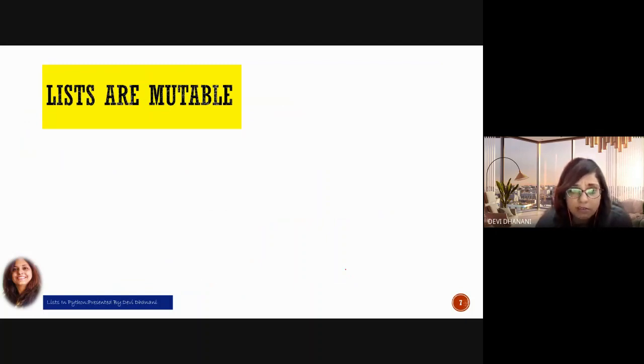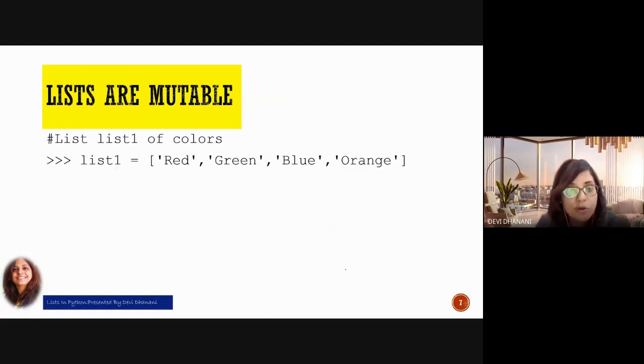Let's consider now the most important property of lists, that is lists are mutable. Now, what is meant by mutable? Mutable means you can change the value of the element in place. That is called mutable. Adding and removing elements is slightly different over here. So let's say we have a list of colors. List 1 is equal to red, green, blue, and orange. We have assigned 4 values, elements, to it.